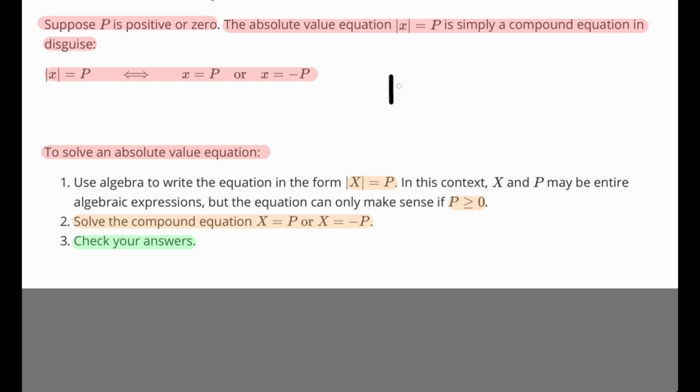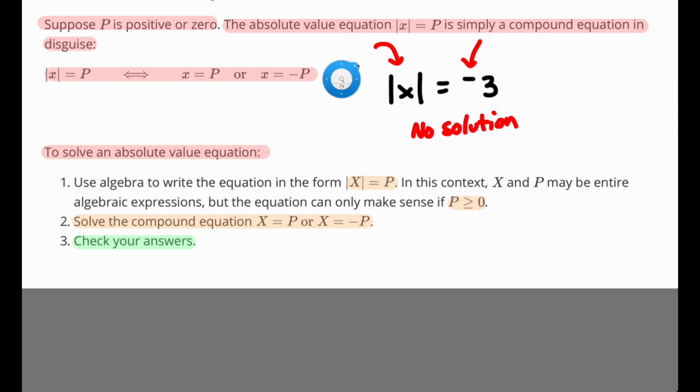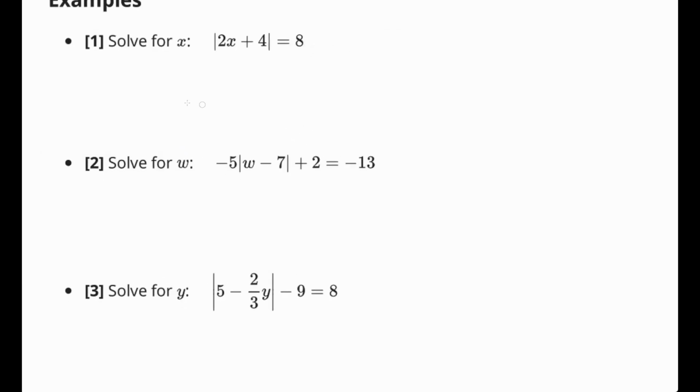Let's just say x, just to be simple, and it's equal to something that's negative. Let's just say -3. This is impossible. You cannot take the absolute value of something and get a negative out of it. So whenever that happens, you're going to want to write no solution, and we're going to be showing a specific example that's like this as we go through this video. So hopefully that makes more sense as we go. All right, onward to some examples.